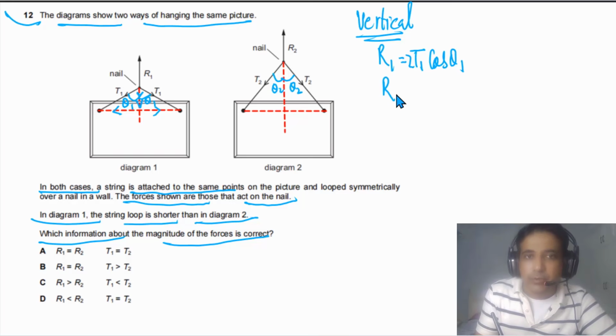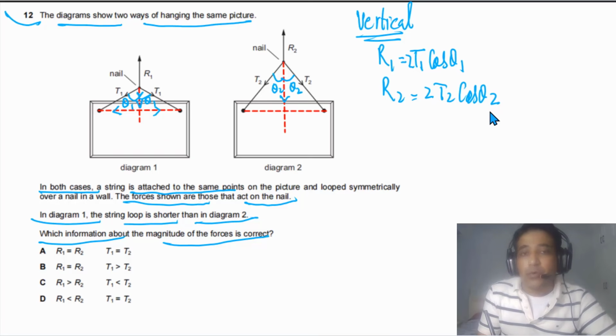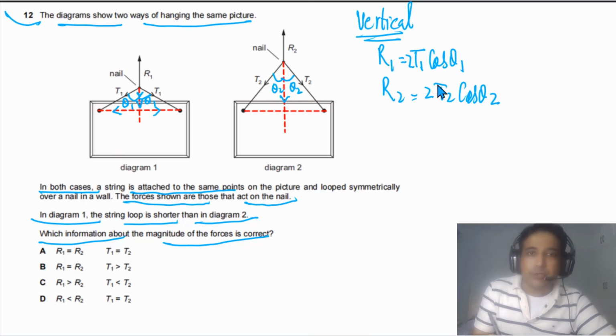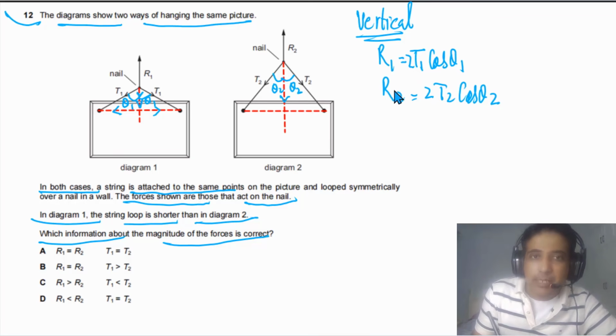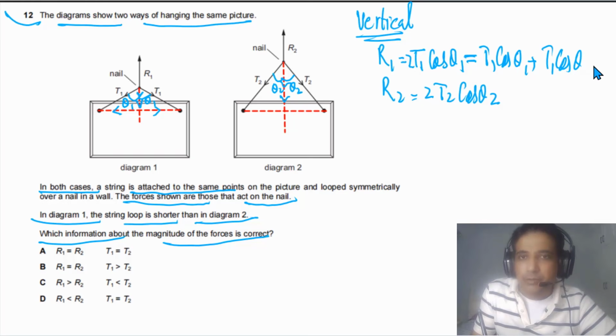And the same we can do for R2. R2 has to be equal to 2 times T2 cosine of theta 2. Cosine, because this component of T2 is with angle, so this one has to be T2 cosine of theta 2. And we have two components, so that's the reason we multiply with 2. Or simply, if you want to write it down in detail, we have T1 cosine of theta 1 plus T1 cosine of theta 1.